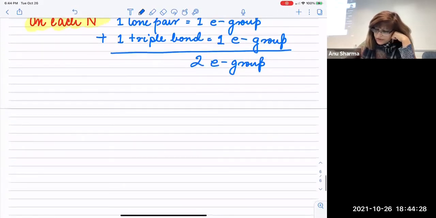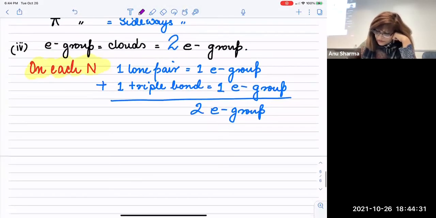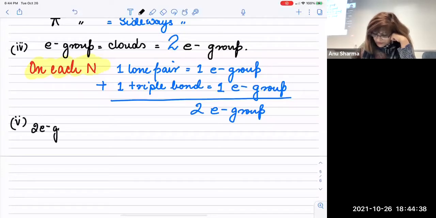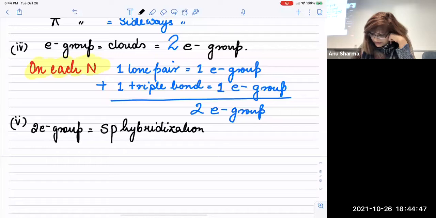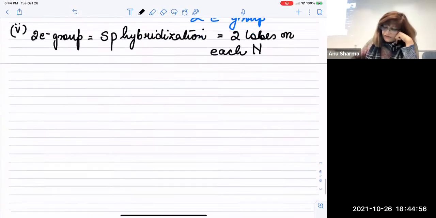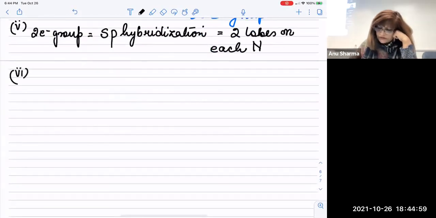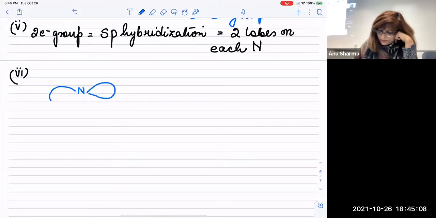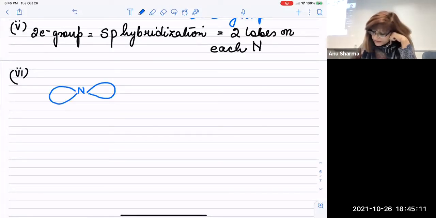Okay, very good. So now we have two electron groups, which relate to SP hybridization, and this SP hybridization means two lobes on each nitrogen. Now we just draw the structure. First the sigma. Here is this nitrogen. Just draw a little nitrogen in the middle, and one lobe here and another lobe here. You get that? This is another nitrogen.